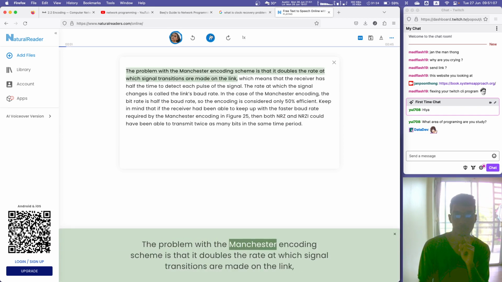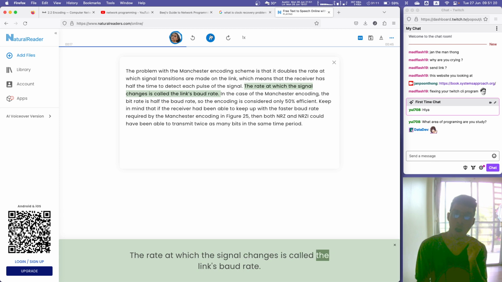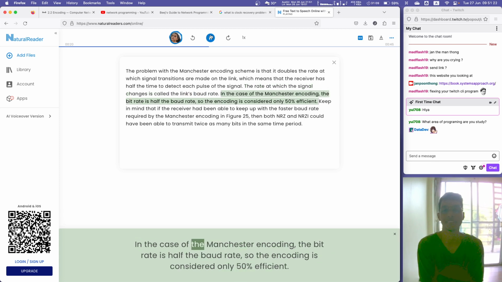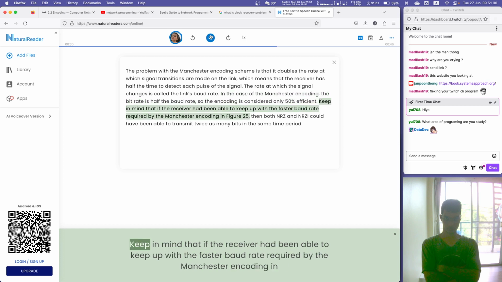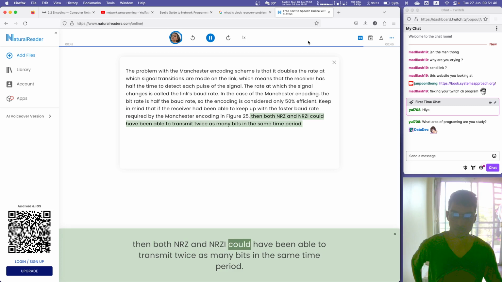The problem with the Manchester encoding scheme is that it doubles the rate at which signal transitions are made on the link, which means that the receiver has half the time to detect each pulse of the signal. The rate at which the signal changes is called the link's baud rate. In the case of the Manchester encoding, the bit rate is half the baud rate, so the encoding is considered only 50% efficient. Keep in mind that if the receiver had been able to keep up with the faster baud rate required by the Manchester encoding in figure 25, then both NRZ and NRZI could have been able to transmit twice as many bits in the same time period.